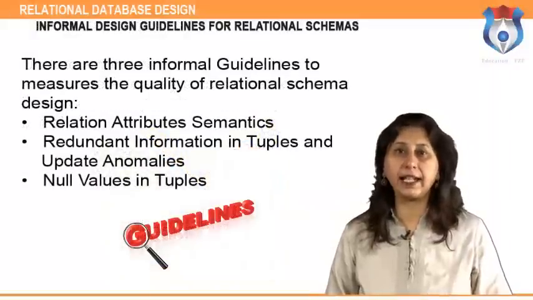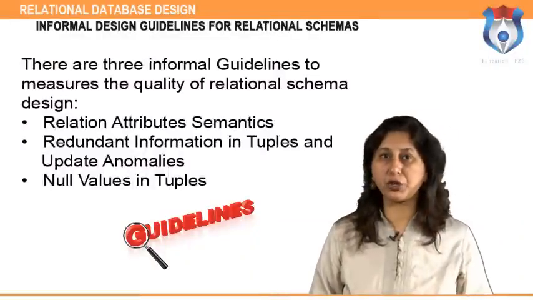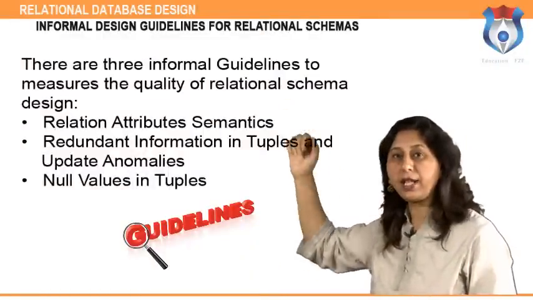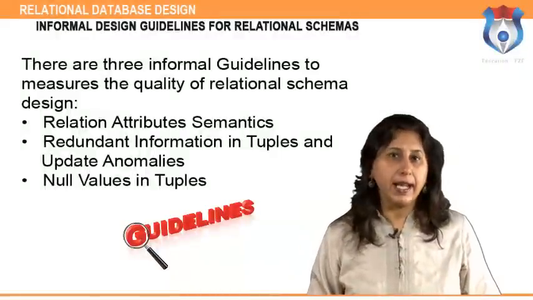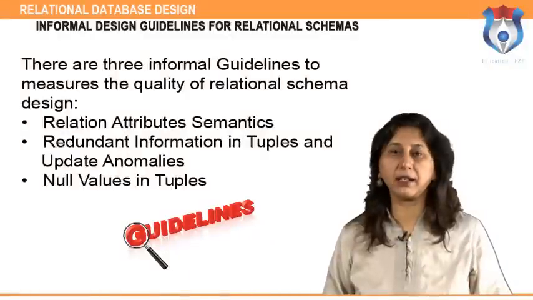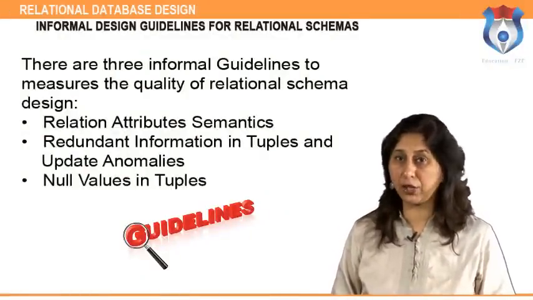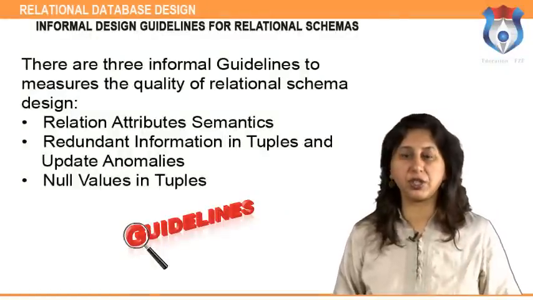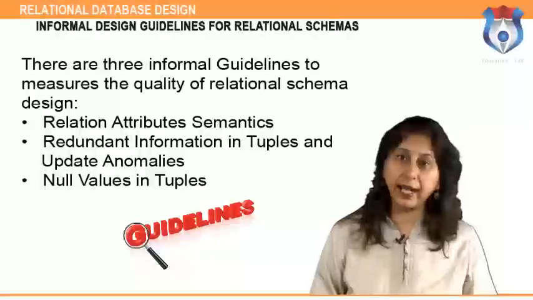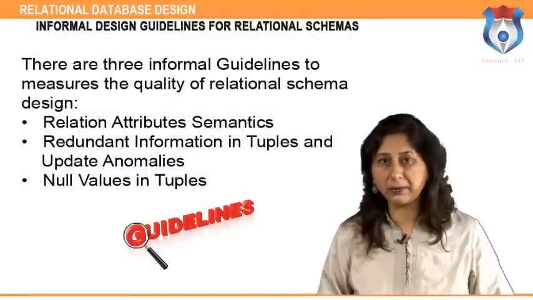Informal design guidelines for relational schemas. The informal guidelines to measure the quality of relational schema design are: relational attributes semantics. Design a relational schema so that it is easy to explain its meaning. Do not combine attributes from multiple entity types and relationship types into a single relation. Intuitively, if a relation schema corresponds to one entity type or one relationship type, the meaning tends to be clear.